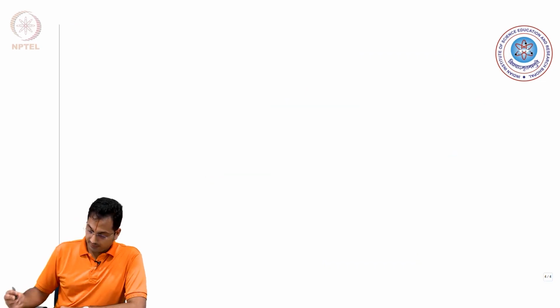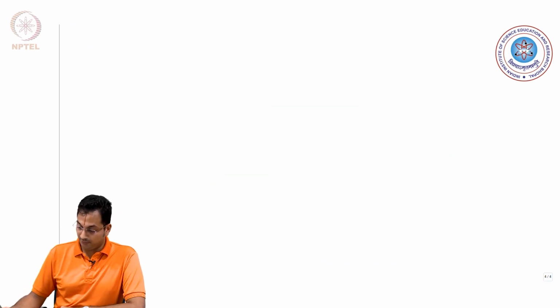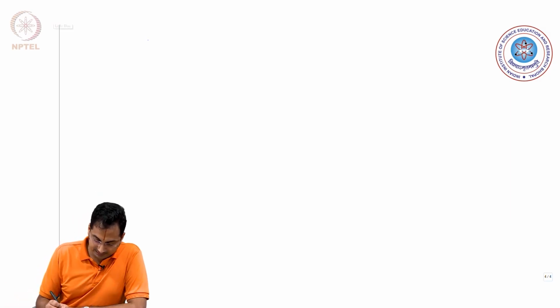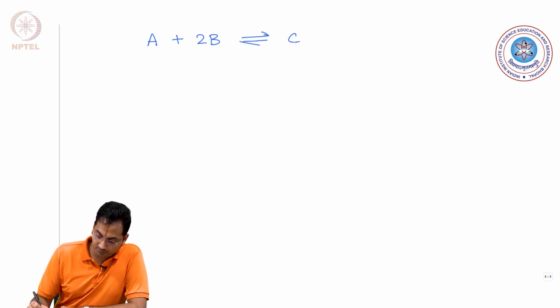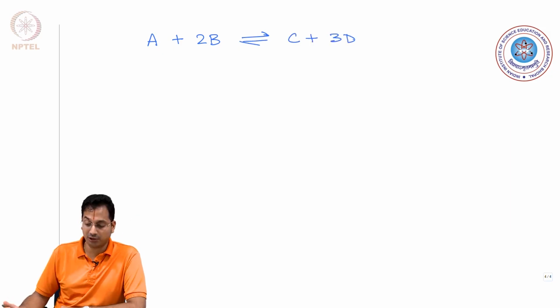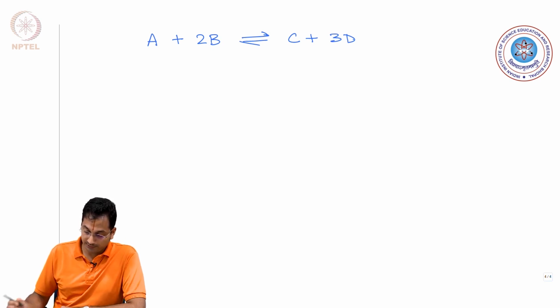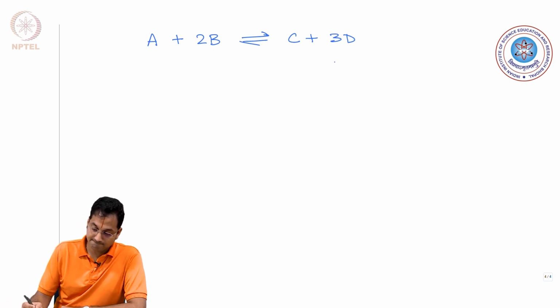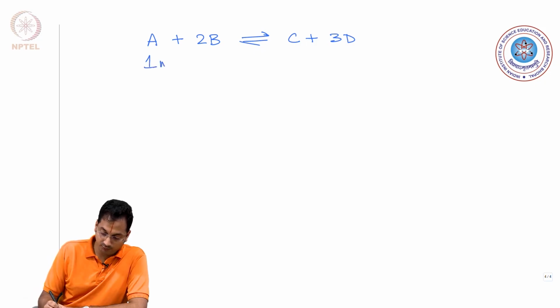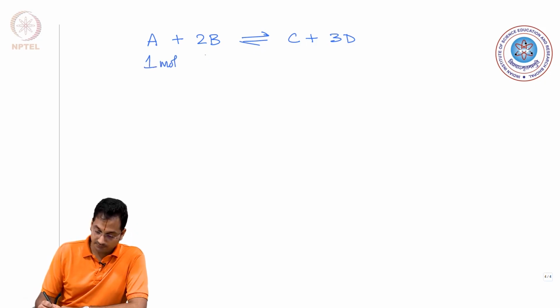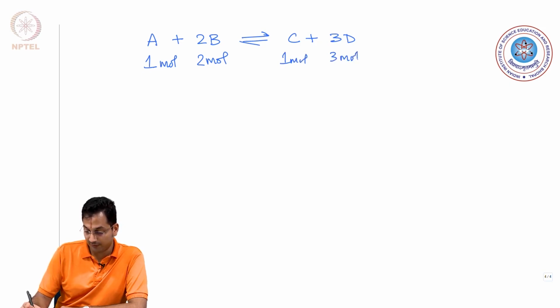Let us switch a few gears and let us try to understand the stoichiometry a little bit more. Now that we have defined all the different concentration units, let us take a simple reaction of A plus 2B that results in an equilibrium of C plus 3D, where the numbers in front indicate their stoichiometric equivalence. Now, what we are able to understand here is, if you have 1 mole of A, that requires 2 moles of B to give 1 mole of C and 3 moles of D.